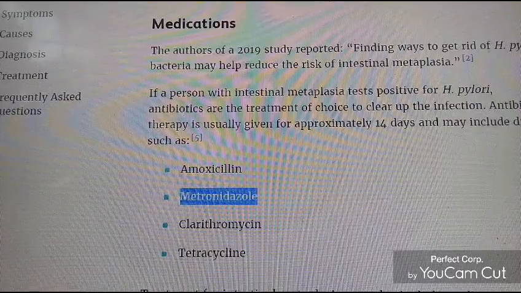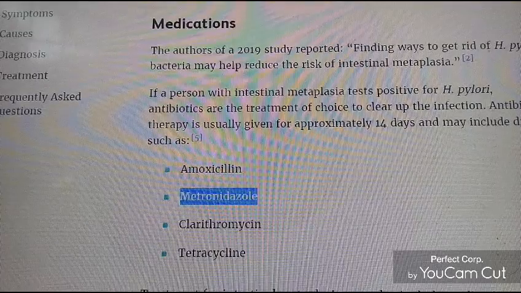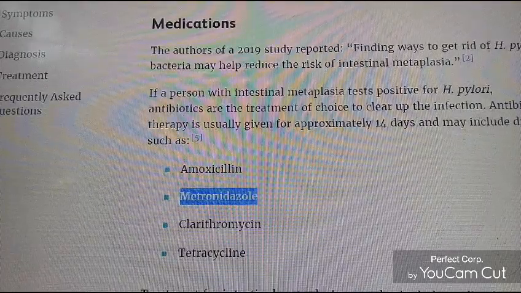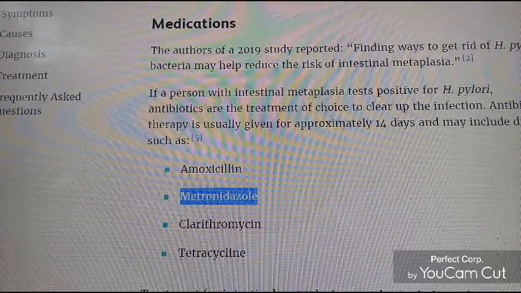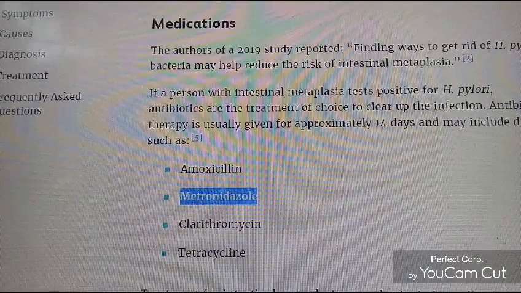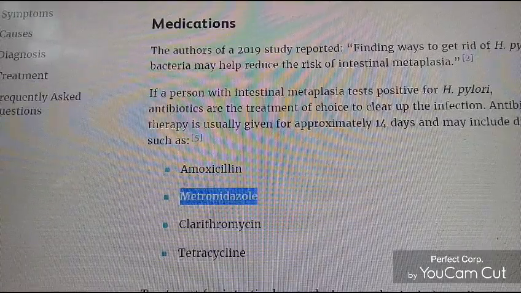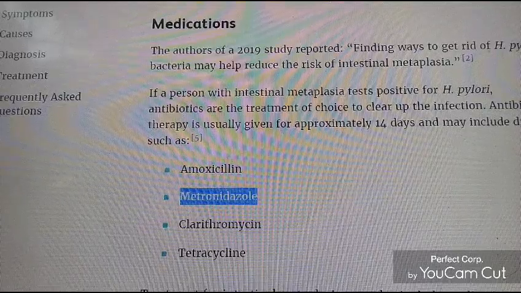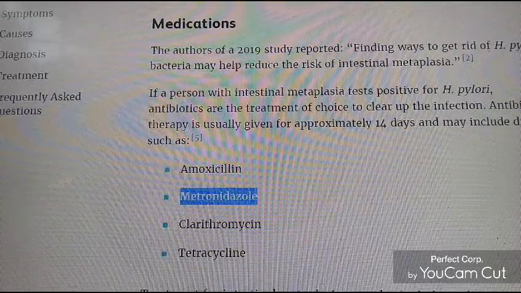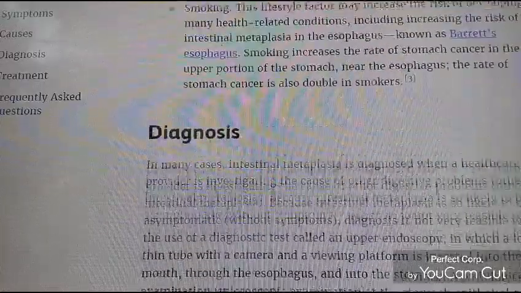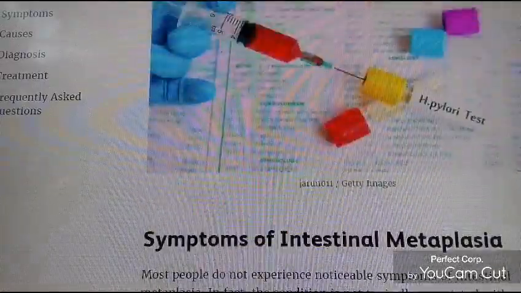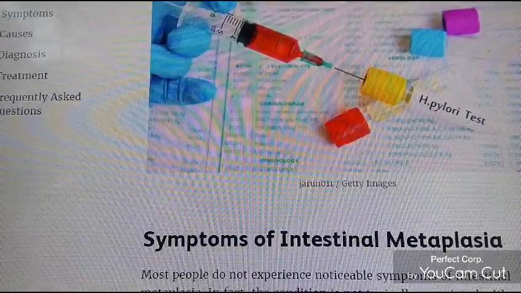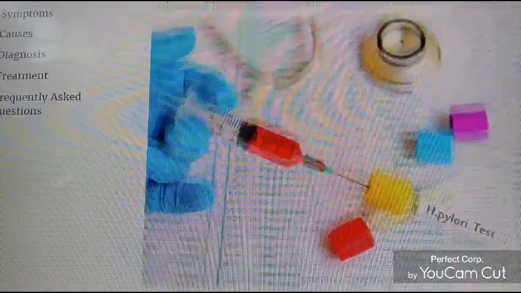When will doctors wake up? I wonder. Okay, my friends, so if you have a problem with gastric, well, any kind of gastric problem, not just metaplasia, any kind of gastric problem.